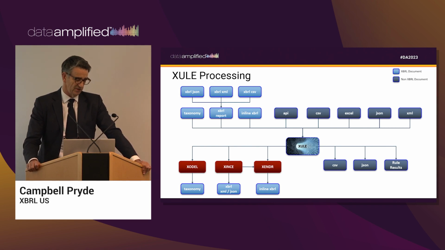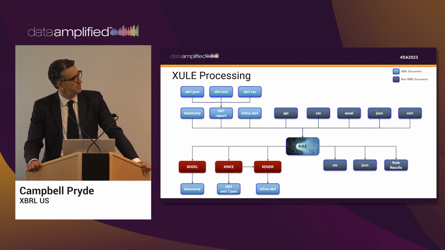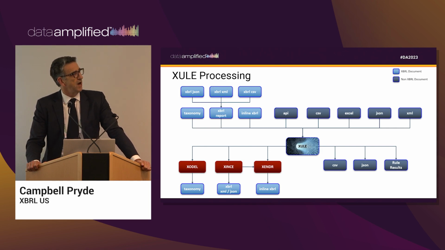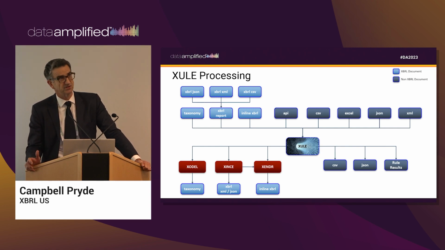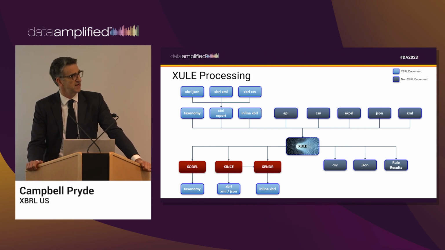primarily what we've been using it for is outputting rules, but you can also output a new taxonomy. You can output an instance through this thing called XINTs, or we can output an inline XBRL doc. We've also found that sometimes people are publishing things in CSV files and Excel and JSON, which they have published in a taxonomy, and then we can also take those.